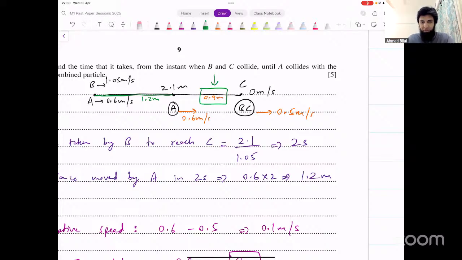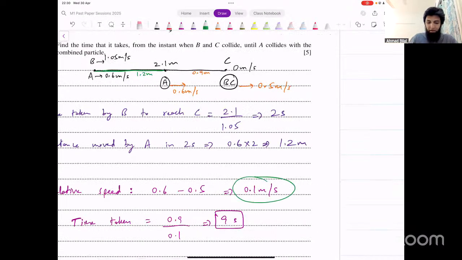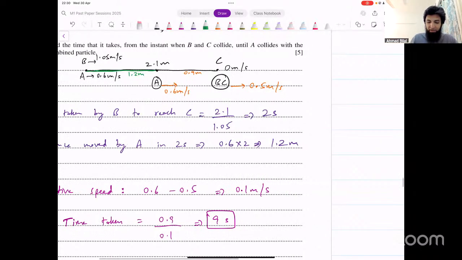Every second it's catching up by 0.1 meter. Their initial distance from each other was 0.9. B is also moving. That's where 0.1 is coming from, right? So initially they are 0.9 meters apart from each other. In 1 second, A moves to the right 0.6 meters. B moves to the right 0.5 meters. How much does A travel more as compared to B? It travels 0.1 meter more.